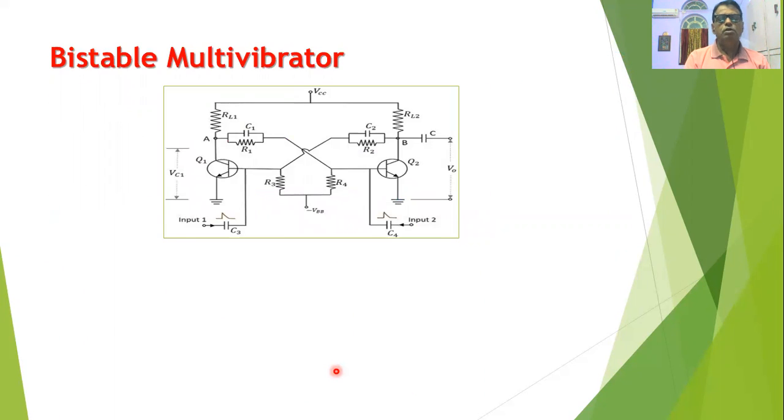Now let us go to the circuit diagram of the bistable multivibrator. As shown in this diagram, the bistable multivibrator consists of two transistors Q1 and Q2. The emitter of both the transistors is grounded. The base of Q1 is connected to the collector of Q2 through the R2C2 combination. The base of Q2 is connected to the collector of Q1 through the R1C1 combination. The base of both the transistors is connected to the negative power supply through a resistance, and the collector of both the transistors is connected to the positive VCC.